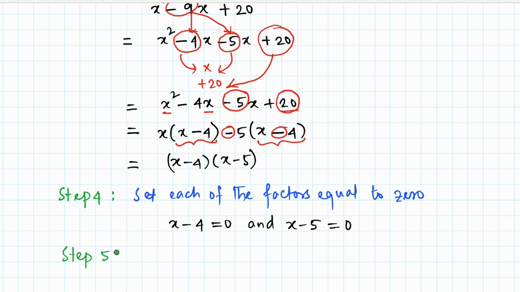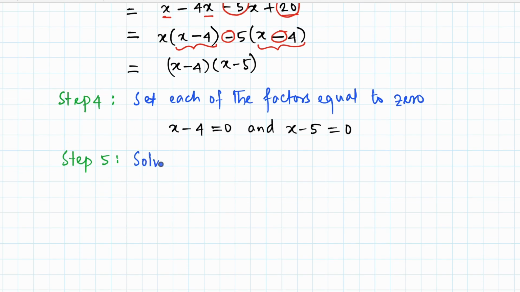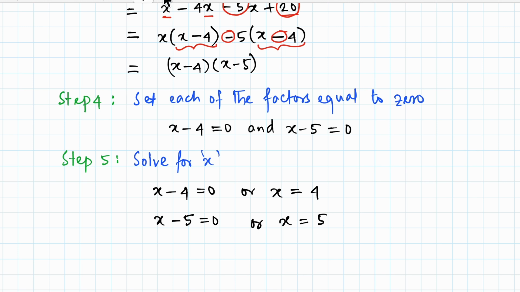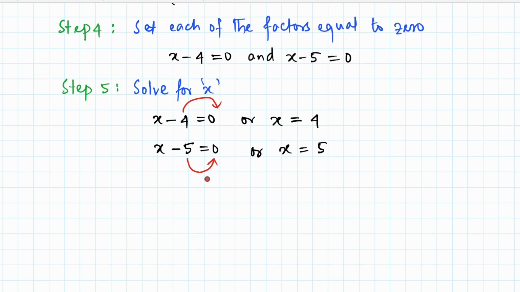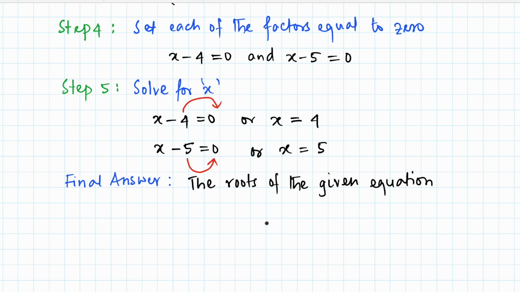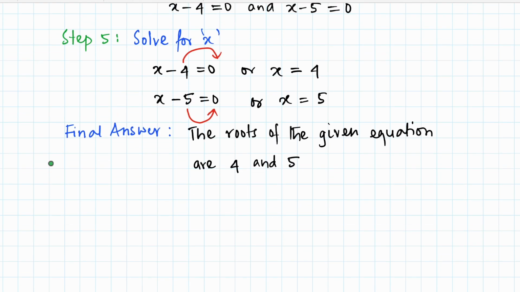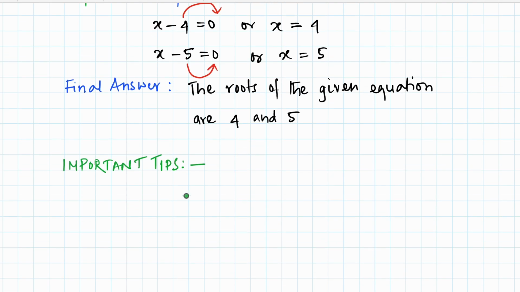Step number 5, solve for the variable x for the given quadratic equation. So x minus 4 equal to 0, or x becomes equal to 4, x minus 5 equal to 0, or x is equal to 5. So the final answer, the roots of the quadratic equation are 4 and 5. So we can easily follow these steps to solve each of these examples, which are a little bit harder, but we can solve them very easily.